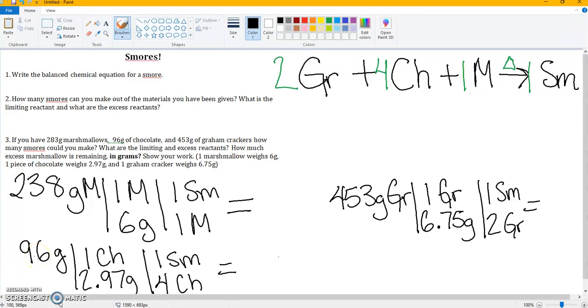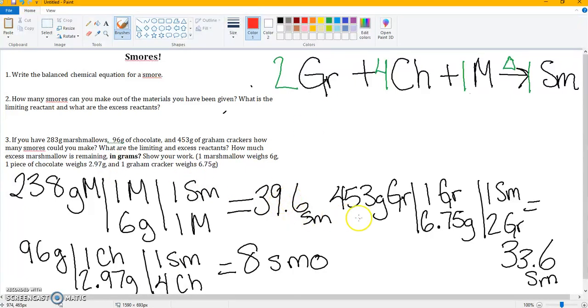96 grams, that's how much chocolate I have. And one piece of chocolate weighs 2.97 grams. And then I need 4 chocolates for 1 s'more. And for graham crackers, I started off with what I had, made it into pieces, or actual graham crackers, like the piece of graham cracker. And then I needed 2 for every s'more. Alright, so I can set this up just like I do with stoichiometry.